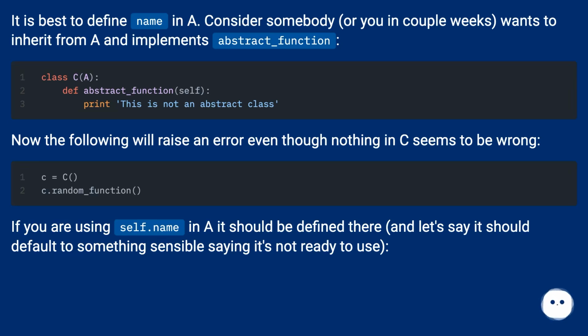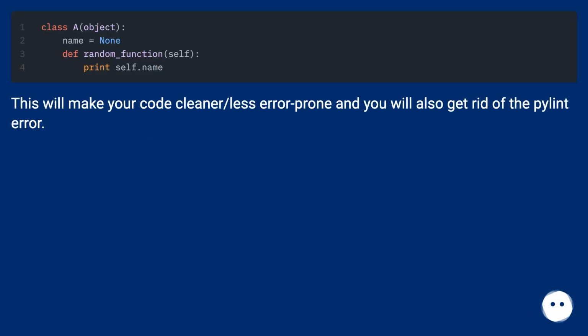If you are using self.name in A, it should be defined there, and let's say it should default to something sensible saying it's not ready to use. This will make your code cleaner and less error prone, and you will also get rid of the Pylint error.